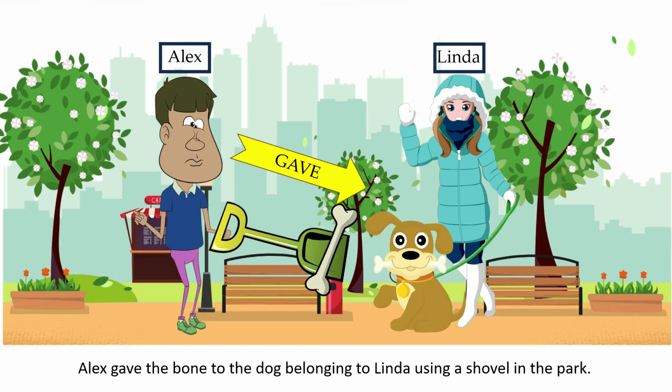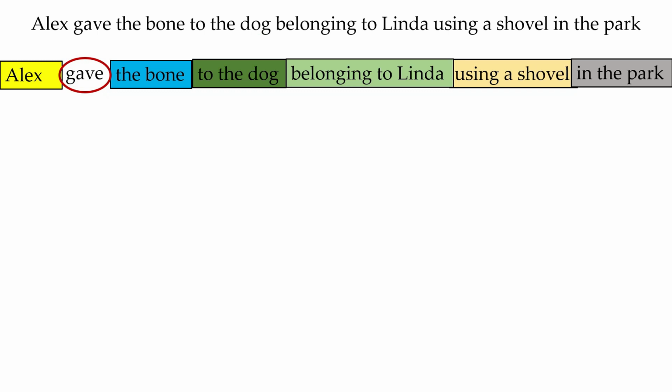Now let's break down this sentence. Let's ignore the verb. The verb here is gave, right? We're going to look at all the nouns, all the people, all the animals, all the things, all the places. So Alex, the bone, to the dog, belonging to Linda, using a shovel in the park. Let's break this all down. In English, if we were to swap the words around in different ways, they would change the meaning, or they wouldn't make sense at all.